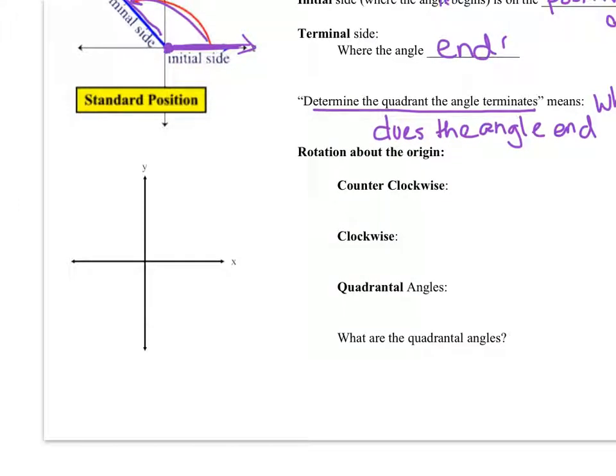So rotation about the origin. So if we go counterclockwise, counterclockwise is a positive angle. And it's always counterclockwise from the x-axis. So it always starts right here. And if it goes counterclockwise, it's positive. If it goes clockwise, it's negative. And I mean that for the terminating sides. And quadrantal angles are angles that are on the axes.